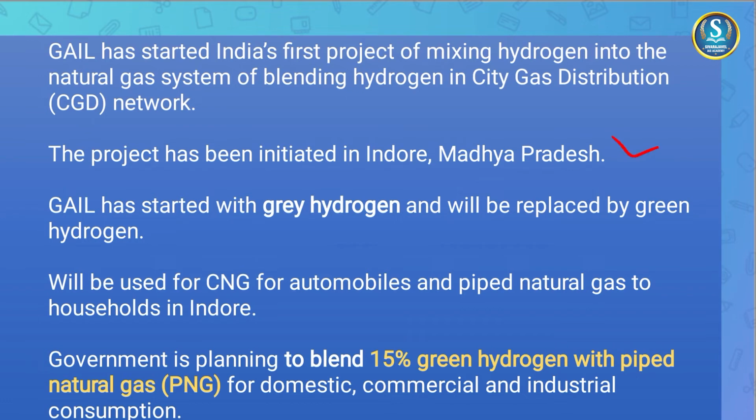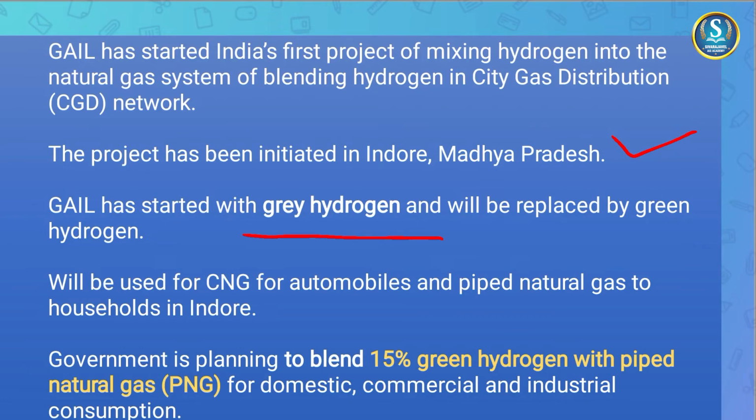This could be a question for you. And GAIL has started with grey hydrogen. As I already told you, they have just started with grey hydrogen now, which means they are going to use natural gas to produce electricity, and use that electricity for the process of electrolysis to split hydrogen and oxygen to get hydrogen. So this is called grey hydrogen. Here, will the greenhouse gas that is released be captured and stored? No. In that case, it is called grey hydrogen.